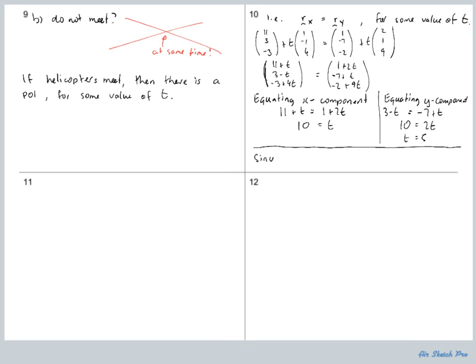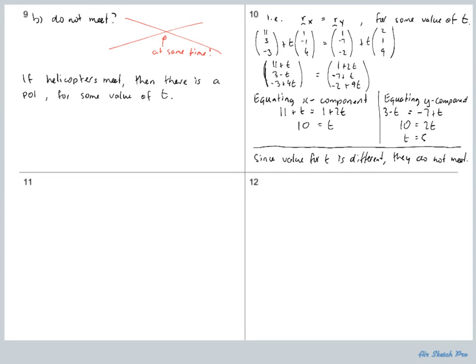Since the value for t is different, they do not meet. See how I did it by contradiction? So assuming it's true, t doesn't work out, therefore it can't be true. Okay, it is 11:26, which is time to stop.